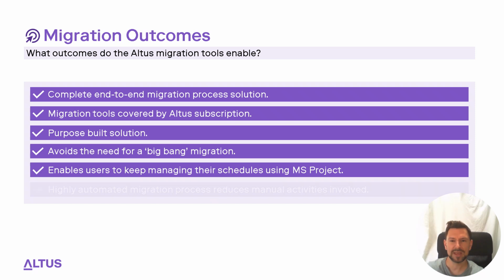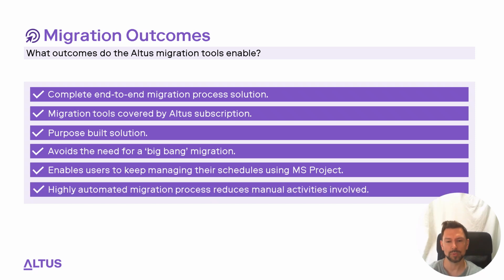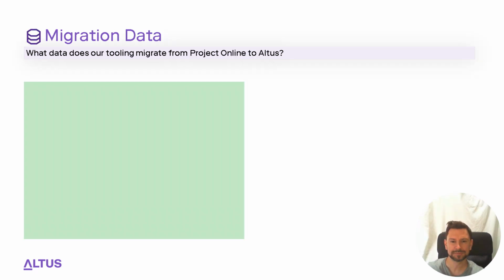And the final point here is that the process is highly automated. So reducing the amount of time it takes for the data migration to be completed is very, very important. So what information can you migrate from Project Online to Altus?